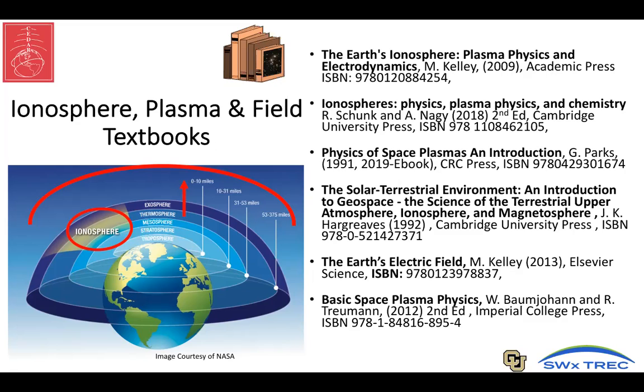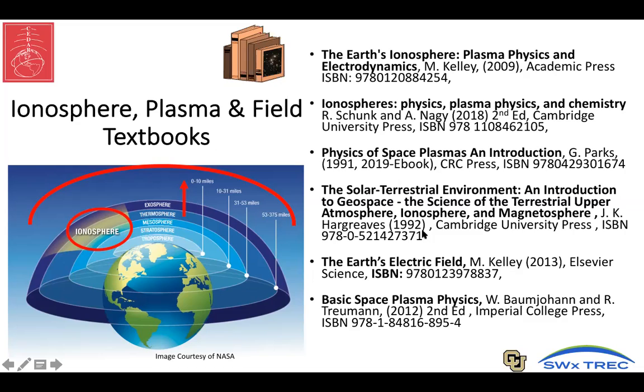So let's go a little bit further out and start thinking about Earth's ionosphere, which is the weakly ionized portion of Earth's atmosphere, which can be strongly driven by electric fields, hence the title Electrodynamics at the end of this textbook by Mike Kelly. Ionosphere plasma physics and chemistry is a little bit more advanced textbook. One of my favorites is Physics of Space Plasmas: An Introduction. That was written again in that time frame I mentioned, 1991, but has recently come online as an ebook, so I recommend that.